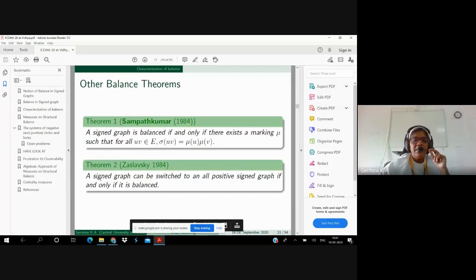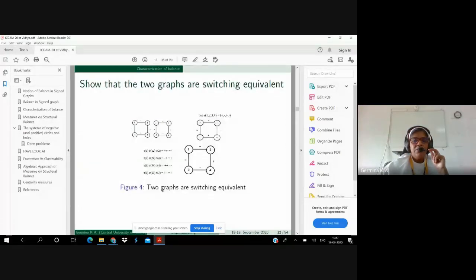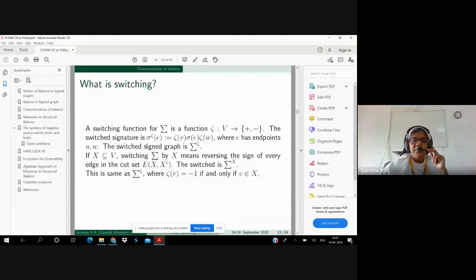Professor Zaslavsky, who is a giant in signed graphs, proved balance in terms of switching. If you are not aware of switching, I will definitely let you know what switching is soon. Now, a graph can be switched to an all-positive signed graph if and only if it is balanced. That is switching, which I will explain now. Can you switch a given signed network so that the switched signed graph has all its edges positive? Then you can say that it is a balanced network. So I will tell you what we mean by switching.